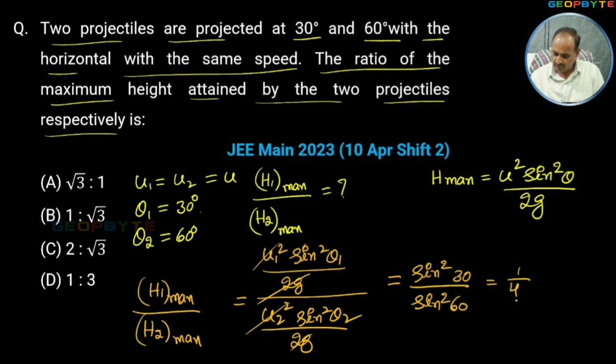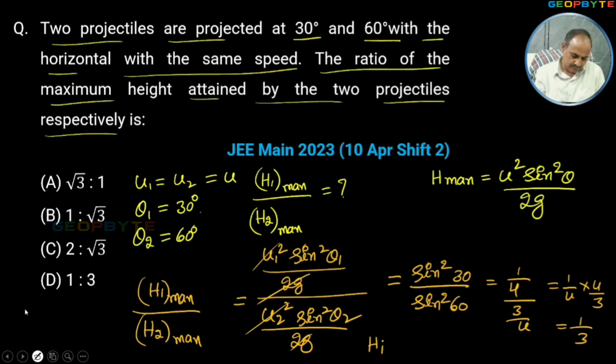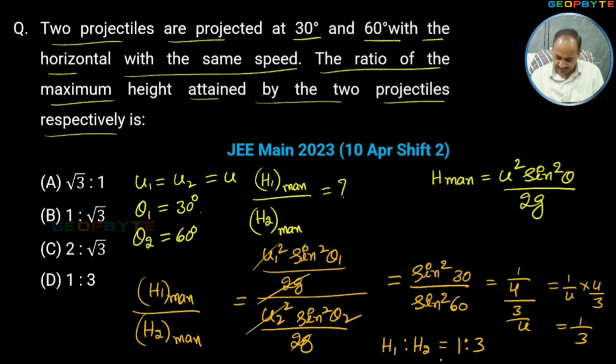It is 1 by 4 divided by sine square 60, root 3 by 2 whole square, that is 3 by 4. It is equal to 1 by 4 into 4 by 3. The answer is 1 by 3. Should be very careful. So H1 max is to H2 max is equal to 1 is to 3.